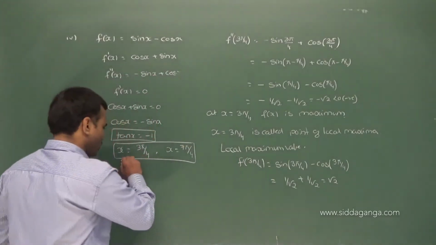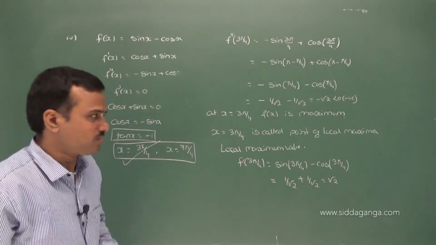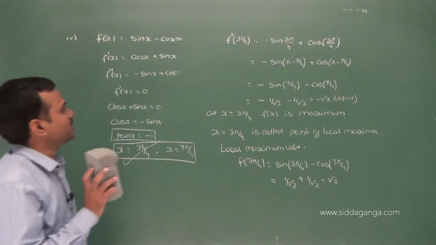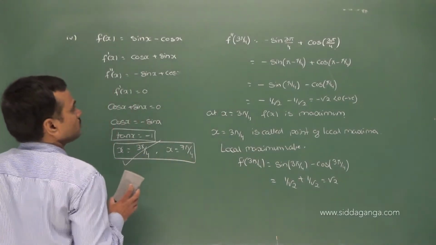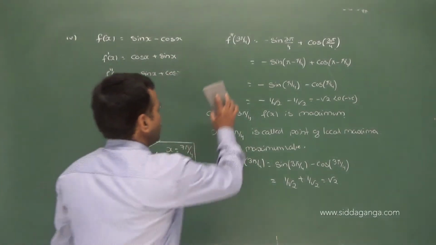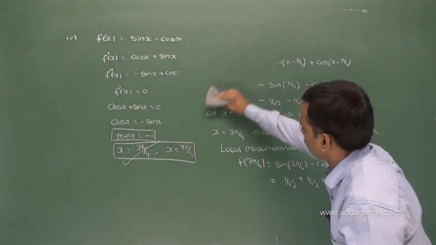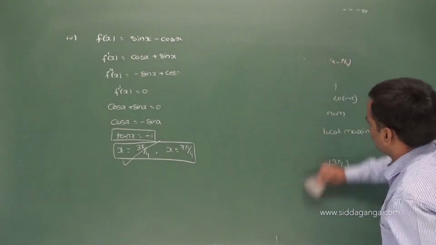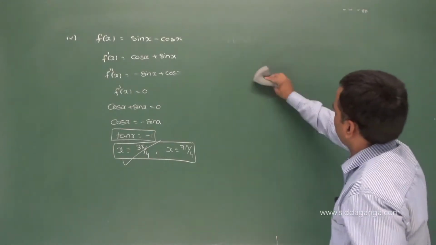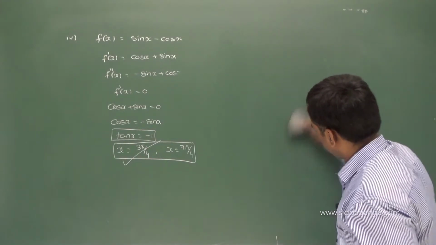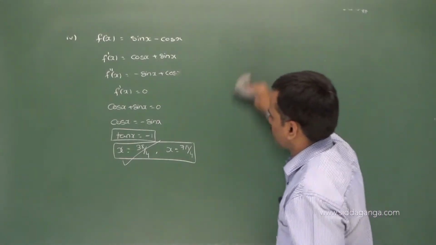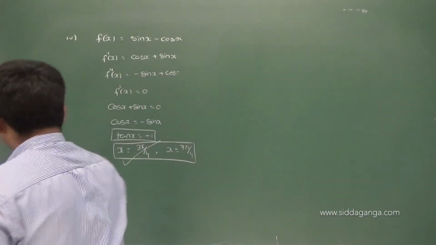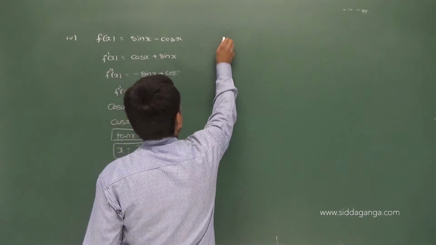3 pi by 4, the domain is over. Carefully observe. So what do we do? I solve here only. We substitute one more domain, 7 pi by 4. X is equal to 7 pi by 4.